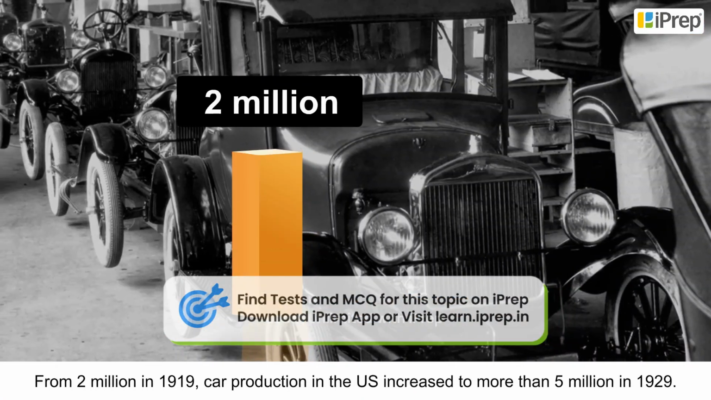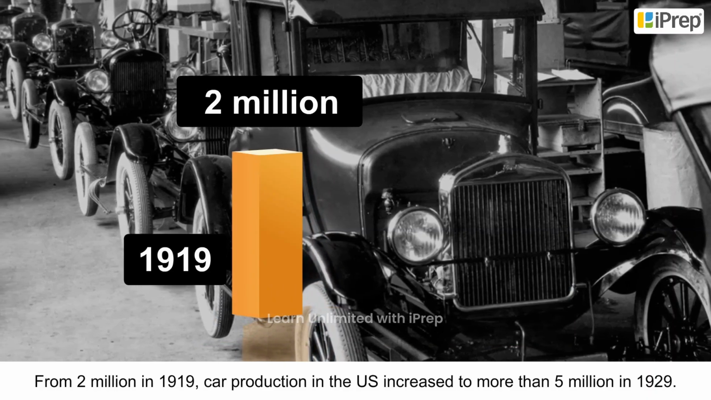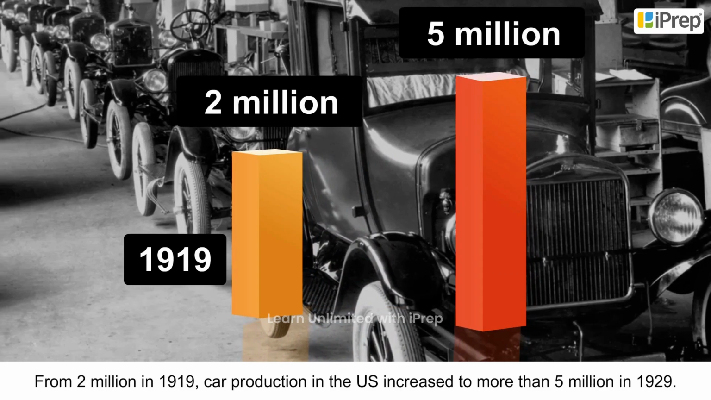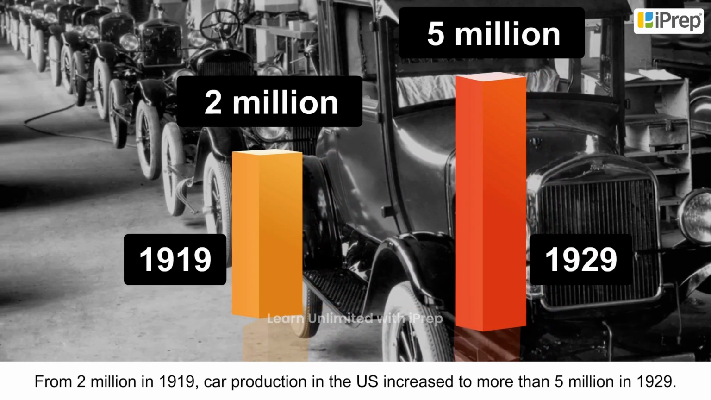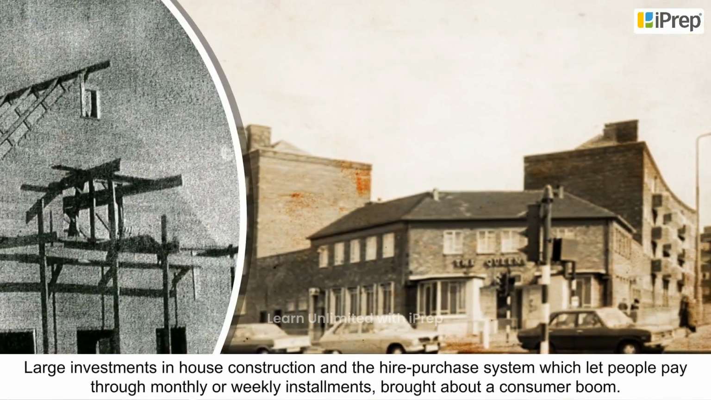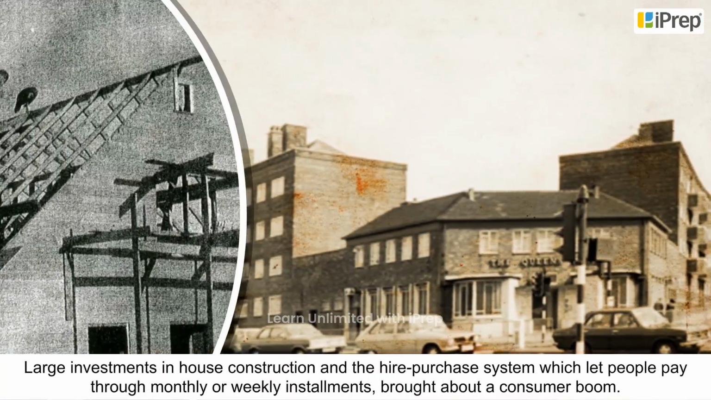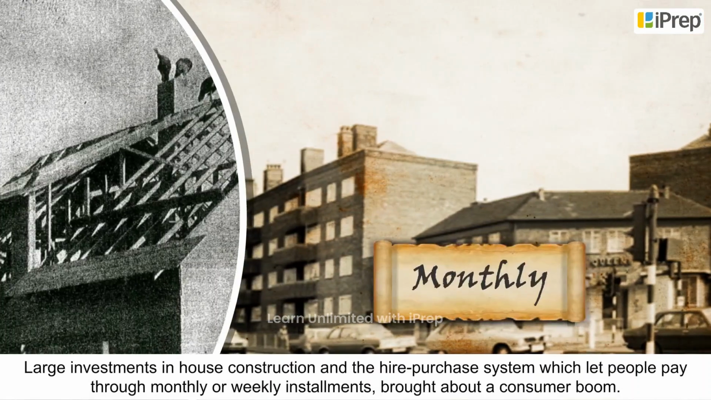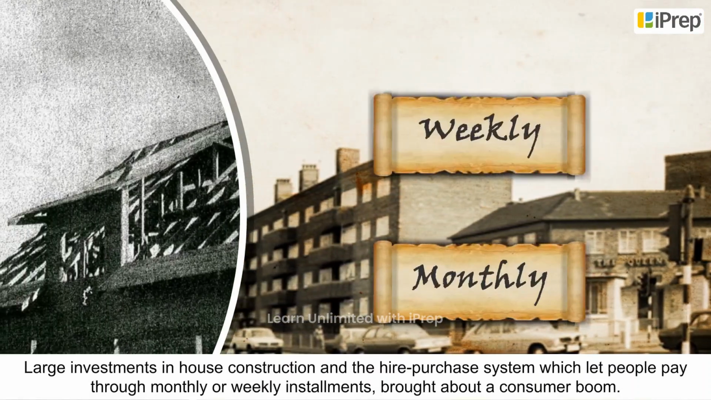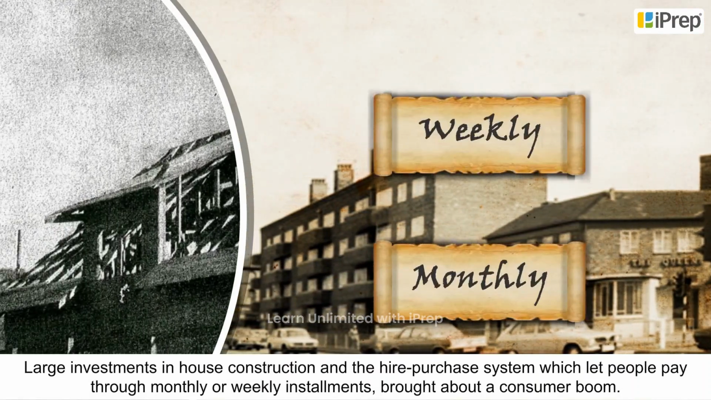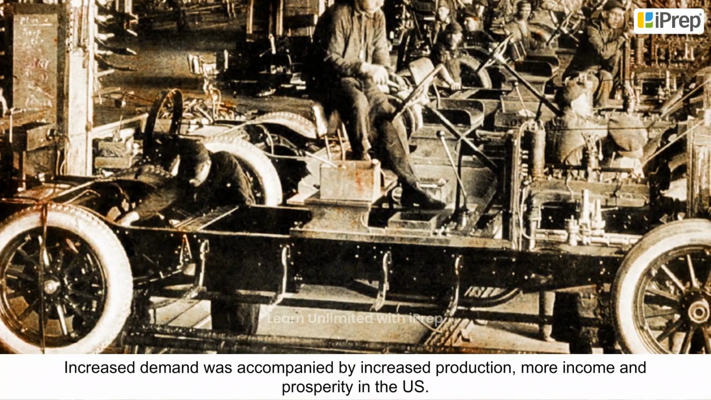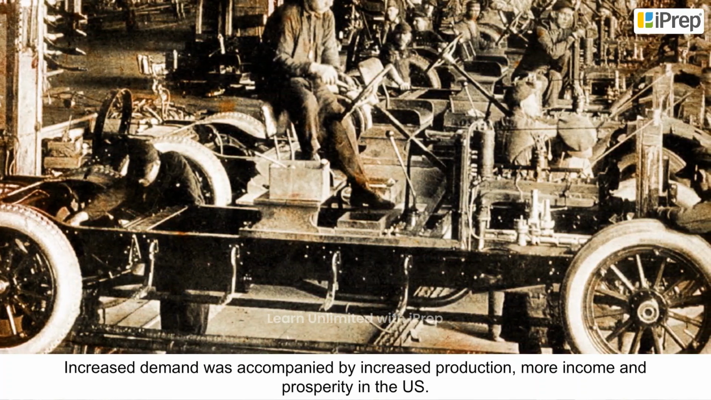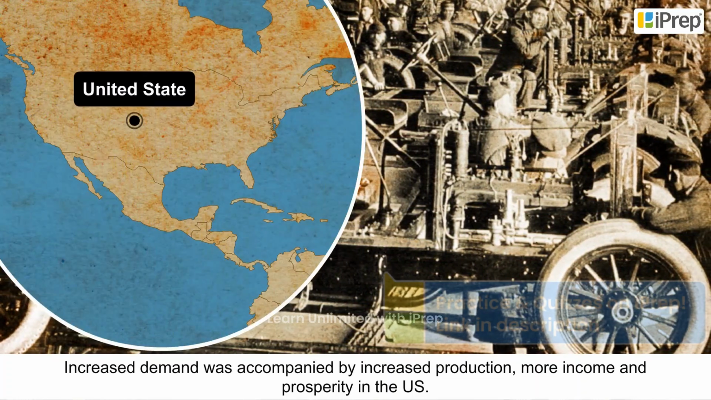From 2 million in 1919, car production in the US increased to more than 5 million in 1929. Large investments in house construction and the hire purchase system, which let people pay through monthly or weekly installments, brought about a consumer boom. Increased demand was accompanied by increased production, more income and prosperity in the US.